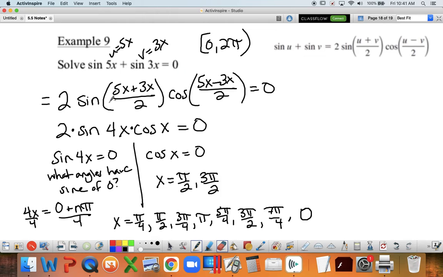And if you want to prove this, show this graphically, you can put this into Desmos. Type in the sine of 5x plus the sine of 3x and just find all of the different x-intercepts. You will see all of these are x-intercepts for that equation in Desmos.